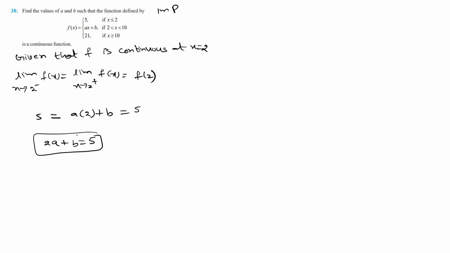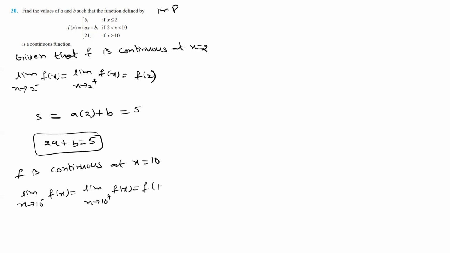This is one linear equation we got here. Again, the function they have given is continuous at x equal to 10. So f is continuous at x equal to 10, so limit x tends to 10 minus f of x is equal to limit x tends to 10 plus f of x is equal to f of 10.